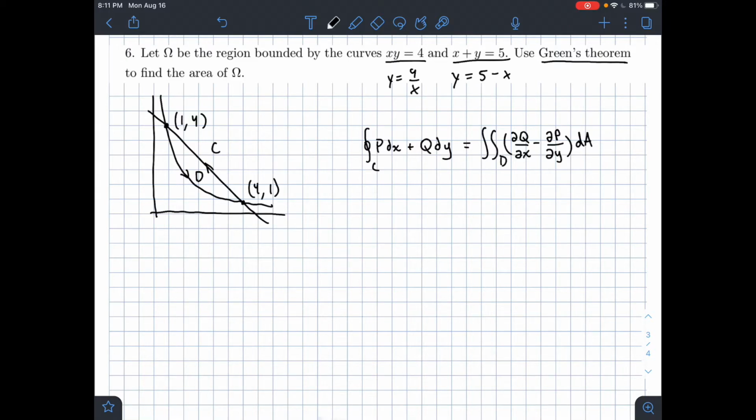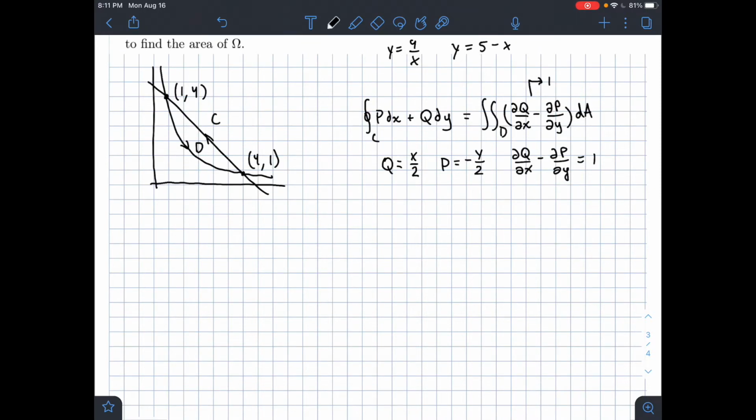And so this relationship comes in handy for this problem if you recall that a double integral with an integrand of 1 gives us the area of region D. We can set the integrand to 1 by setting Q to x over 2 and P to negative y over 2. That way, dQ/dx minus dP/dy will equal 1.